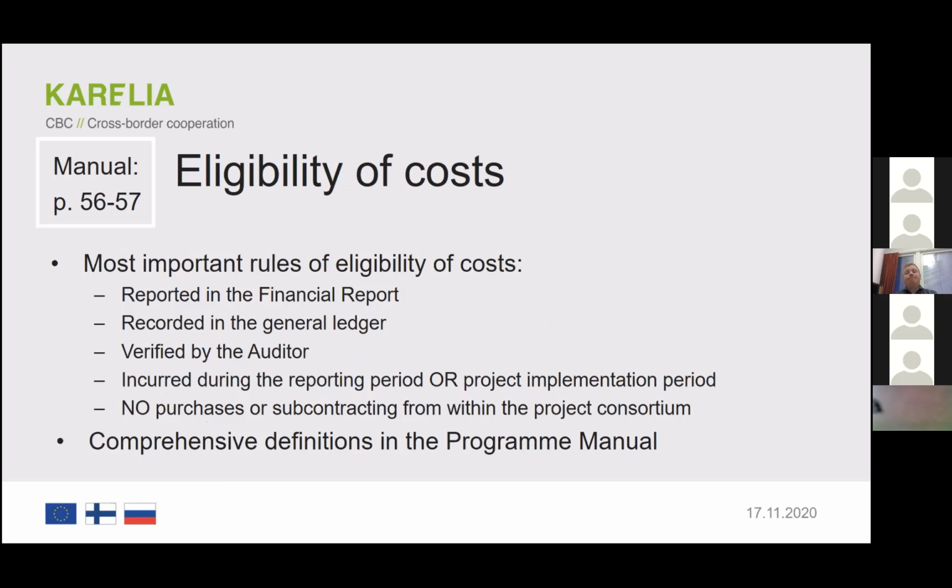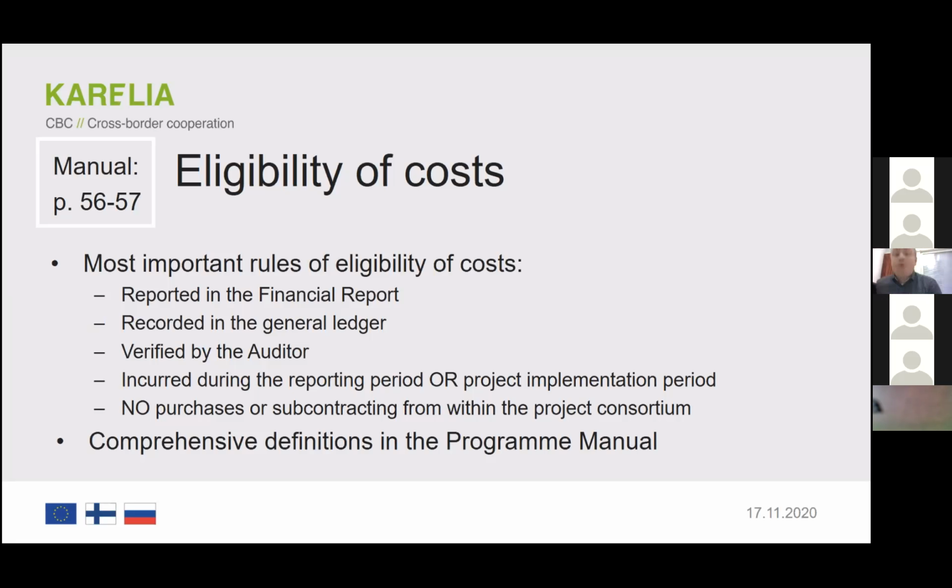Basically, that means that if, for example, in the first reporting period, a payment is made for some project-related service, installation of some equipment, but that installation takes place during the next reporting period, it can still be immediately reported in the first reporting period and approved as a project-related cost, because the delivery of the service is agreed to take place during the implementation period of the project.